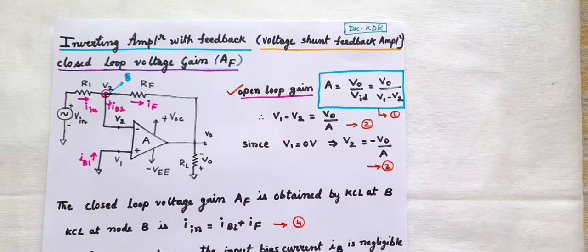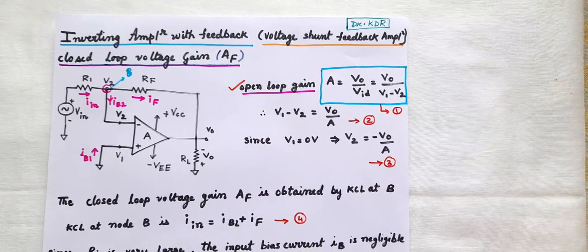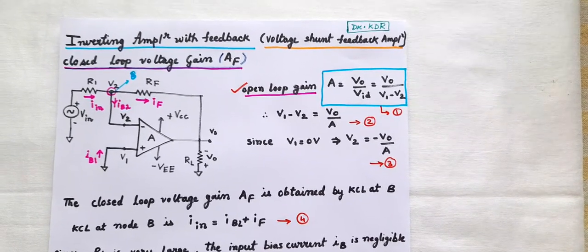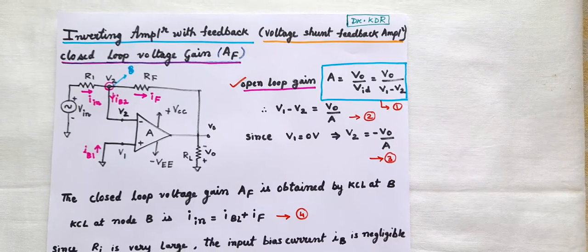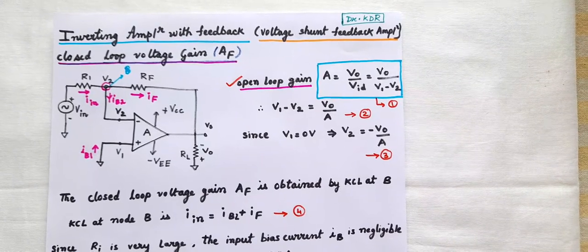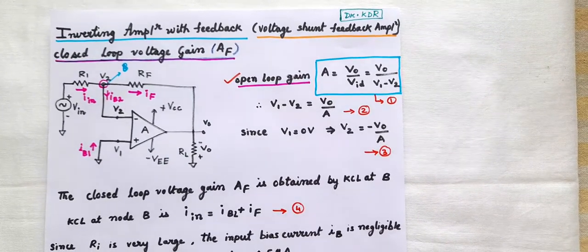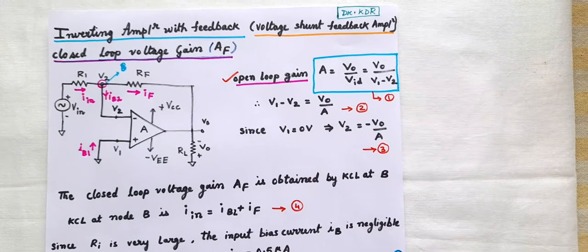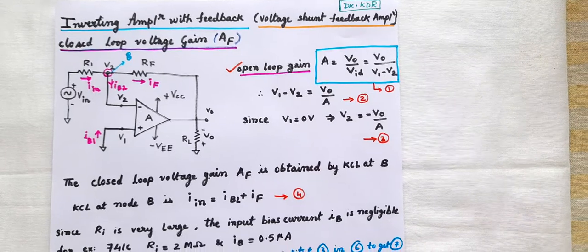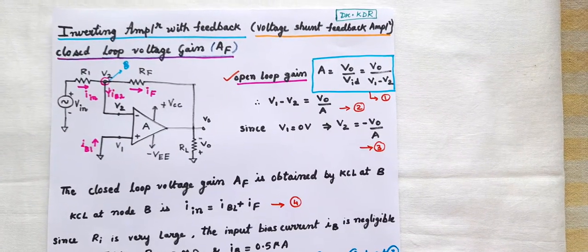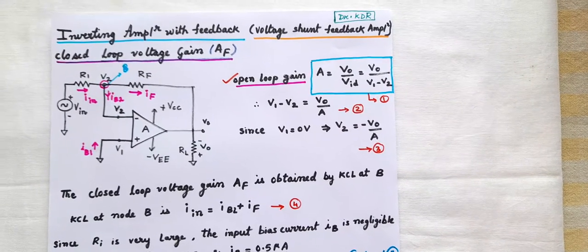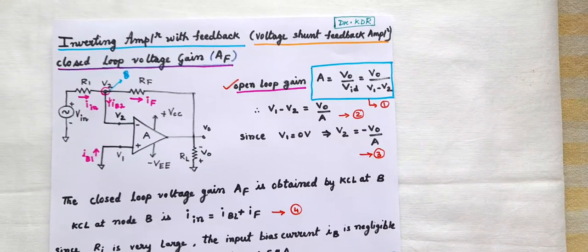Hello dear students, today the topic of the class is deriving the closed loop voltage gain AF for an inverting amplifier with feedback. In the previous classes we have understood what an inverting amplifier is in open loop and also in closed loop. So by the end of this video class you will be easily able to do the derivation of voltage gain AF for an inverting amplifier with feedback.